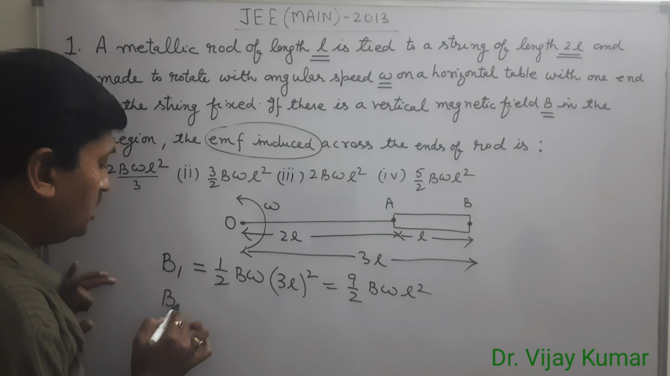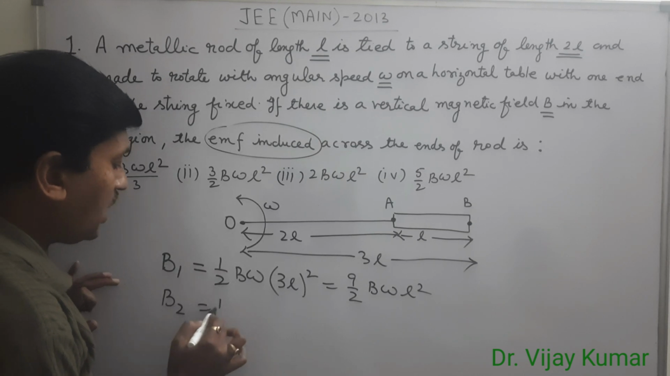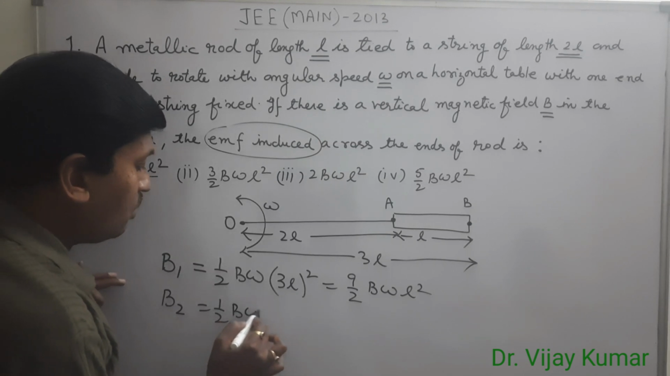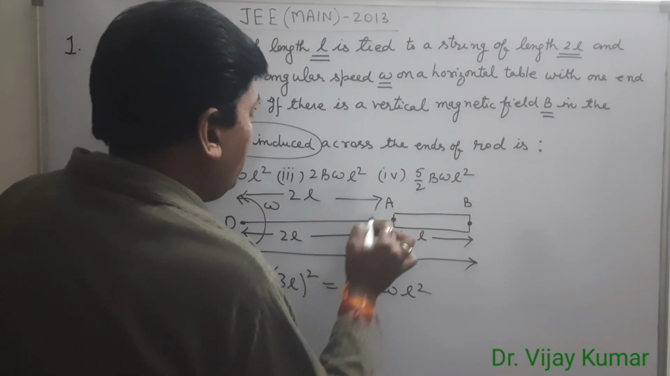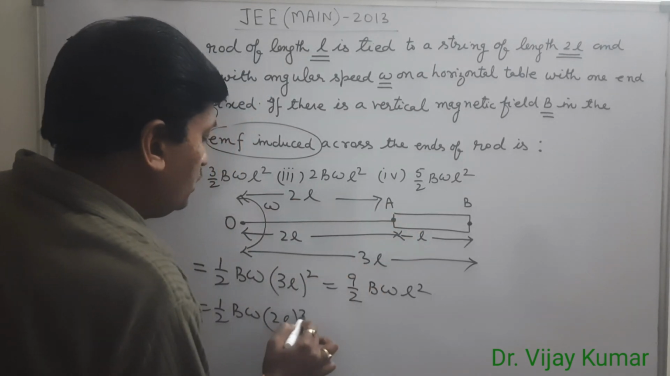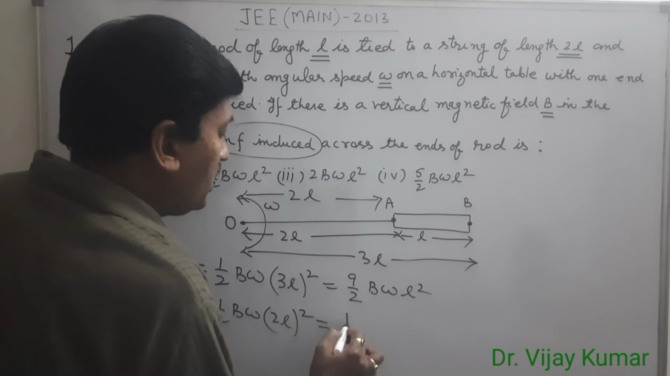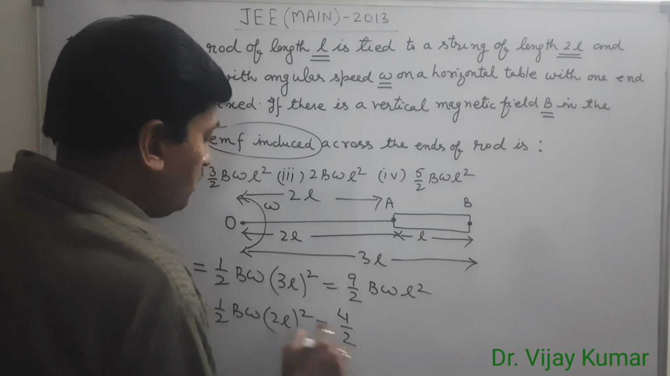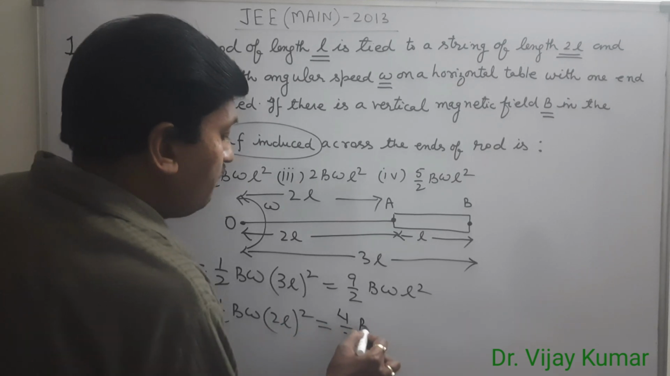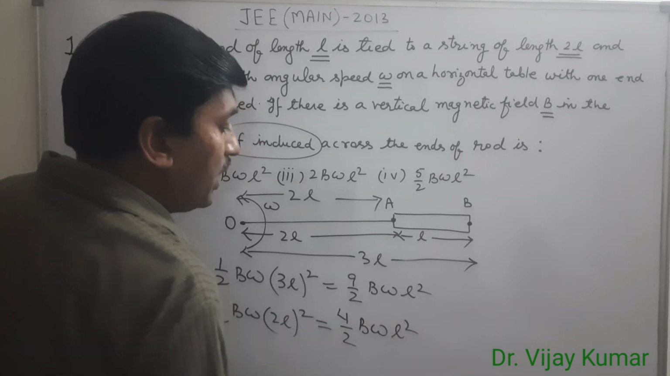Suppose it will be E2, half B omega, this length is L/2, so half B omega L/2 squared, which is 1 by 8 B omega L square.